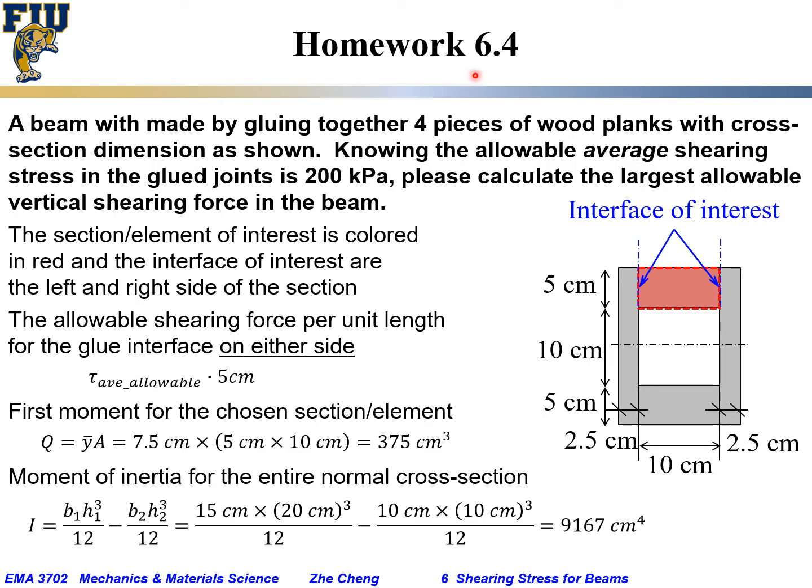Homework 6.4. A box beam made by gluing together four pieces of wood planks, one on the left, one on the right, one on top, one at the bottom. Again, you are looking at a normal cross section for the box beam. The beam's cross section looks like a rectangular open box and comes out from the screen towards you. Okay, so a box beam is made by gluing four pieces of wood planks.